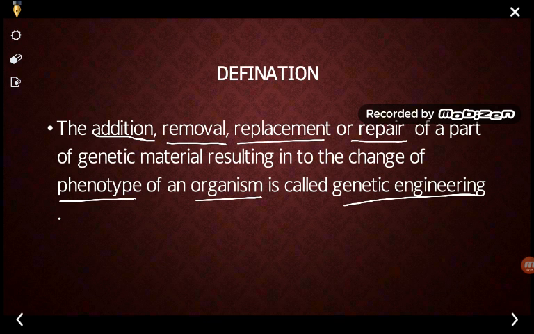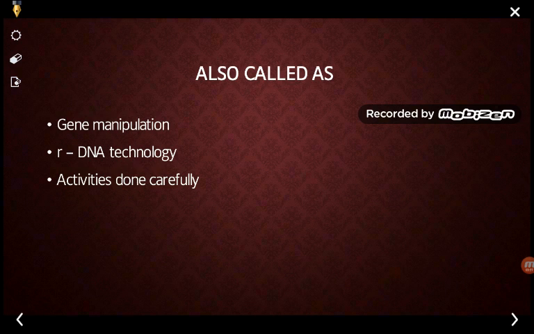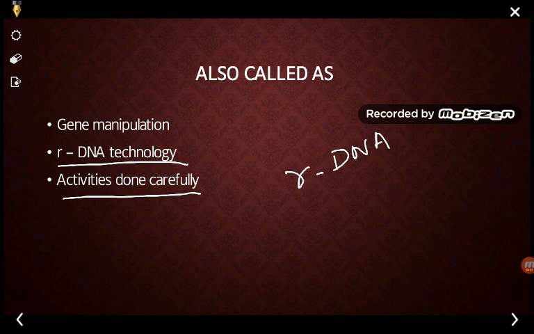So this is the definition of genetic engineering. Genetic engineering is also called gene manipulation, or it is also called recombinant DNA. All the activities in genetic engineering are done very carefully, under highly controlled laboratory conditions.